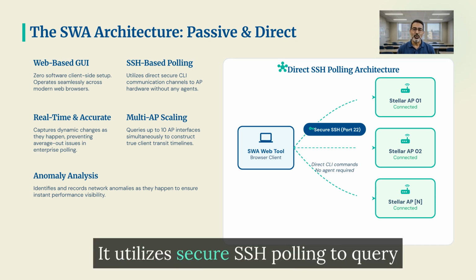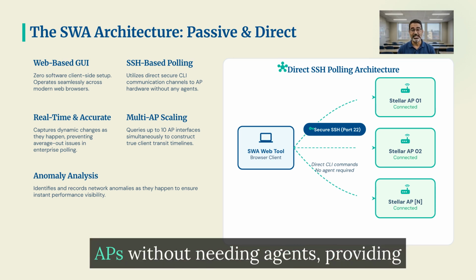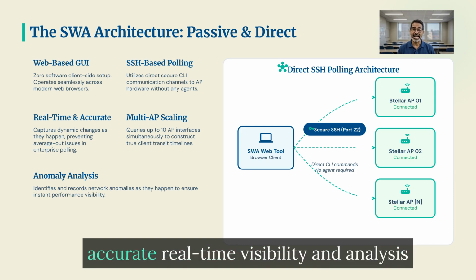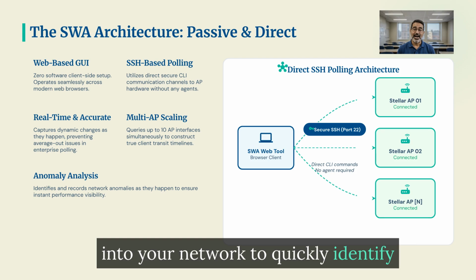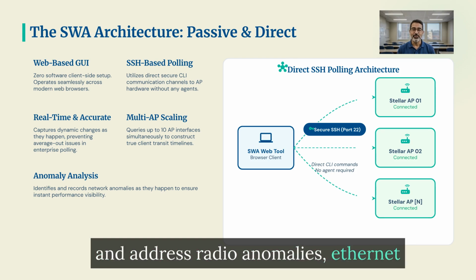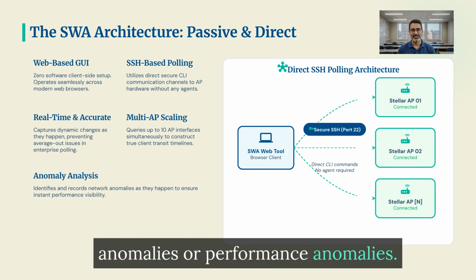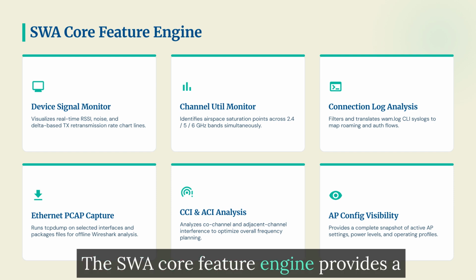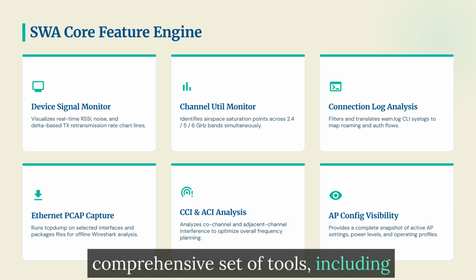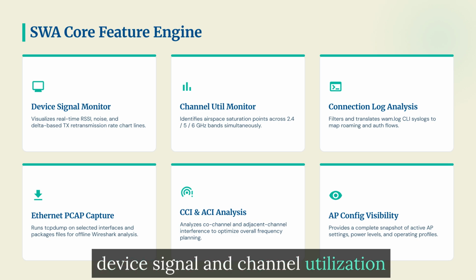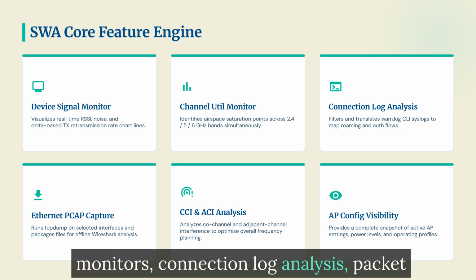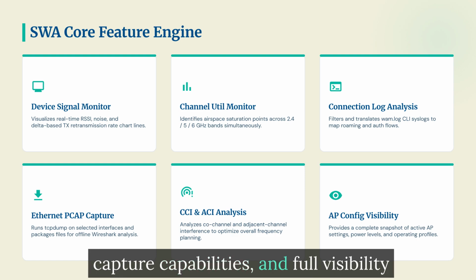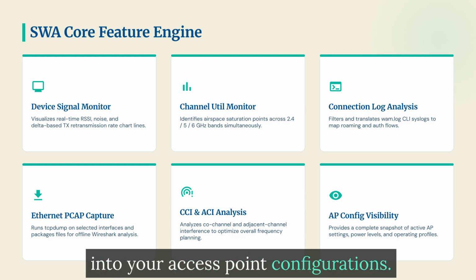It utilizes secure SSH polling to query APs without needing agents, providing accurate, real-time visibility and analysis into your network to quickly identify and address radio anomalies, Ethernet anomalies, or performance anomalies. The SWA core feature engine provides a comprehensive set of tools, including device signal and channel utilization monitors, connection log analysis, packet capture capabilities, and full visibility into your access point configurations.